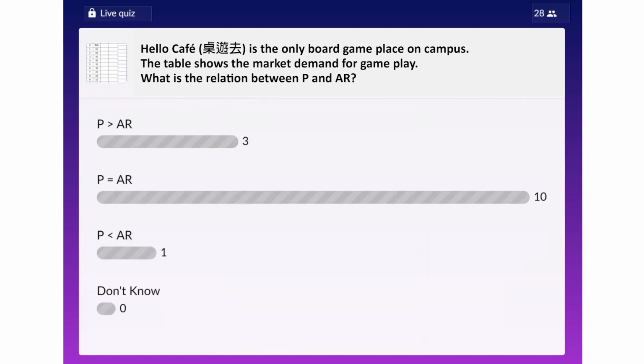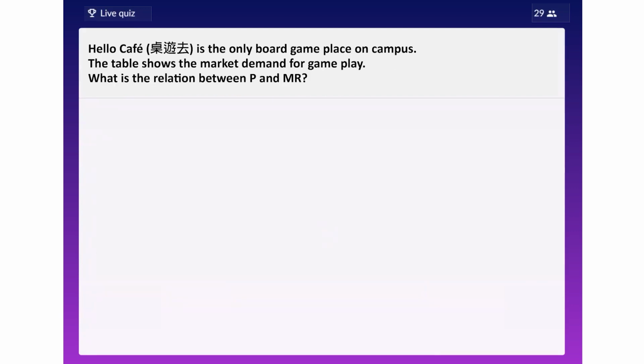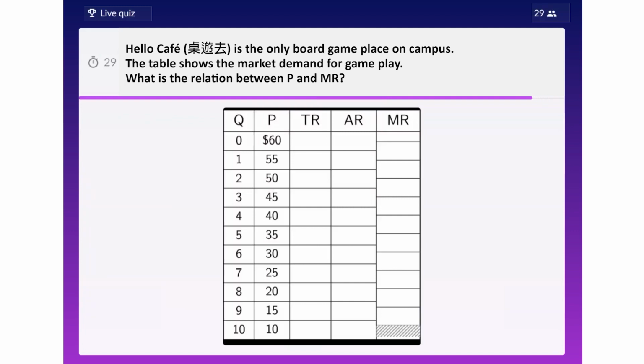Okay, so time's up. So some of you say price equals average revenue, some say greater, some say smaller, and the answer is price is equal to average revenue. But what is the relationship between price and marginal revenue?